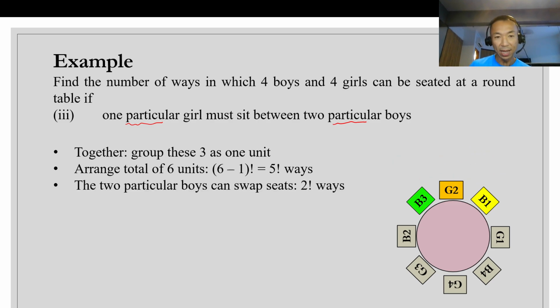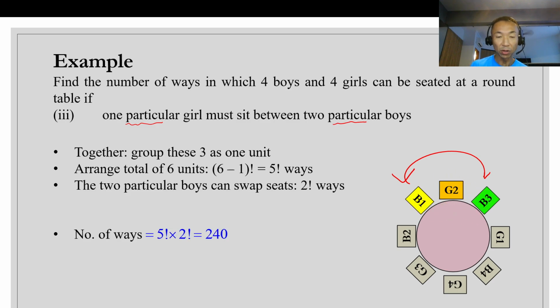That's not really the end, because your B1 and B3 can swap places. It only says that this particular girl must sit in between the 2 boys. It doesn't say that there's a particular order. So therefore, you must take that into account: 5 factorial times 2 factorial, you get 240.